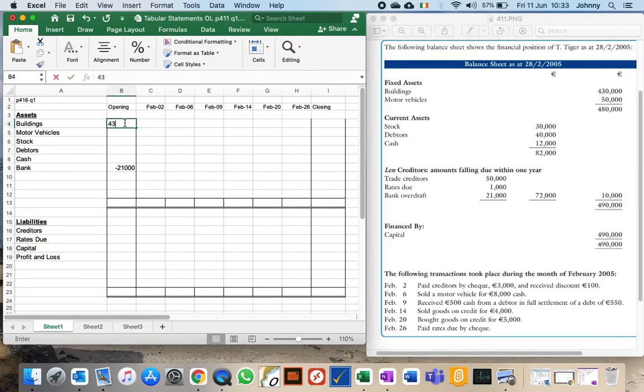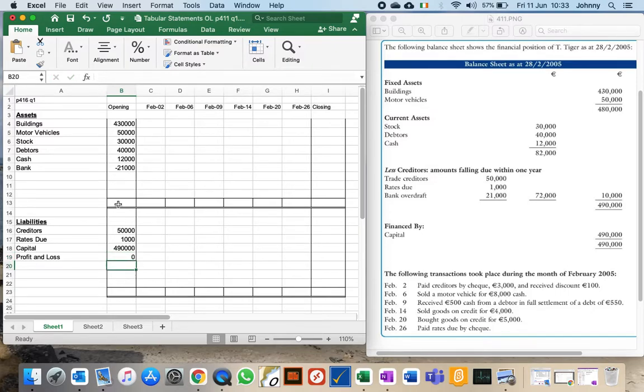So buildings is 430, 50 for motor vehicles. Stock is 30, debtors is 40, cash is 12, and we have the minus for bank. Creditors is 50, rates due is 1000, bank overdraft we've dealt with already, and capital is 490. And there's no mention of a profit and loss balance, so that's 0.